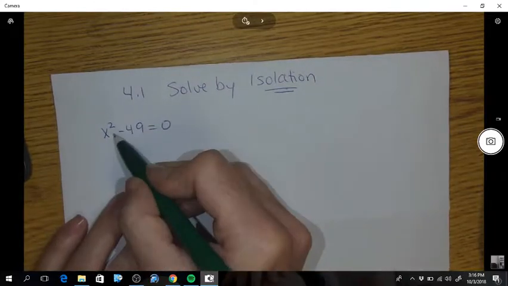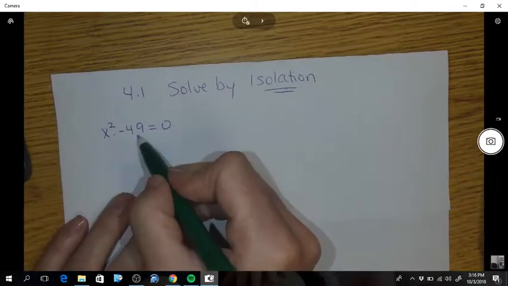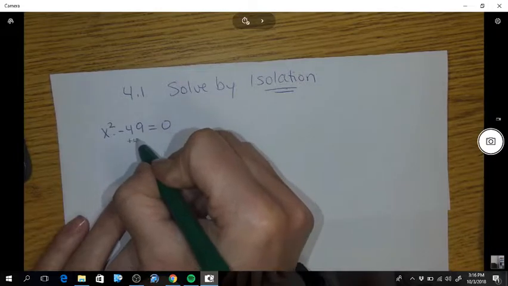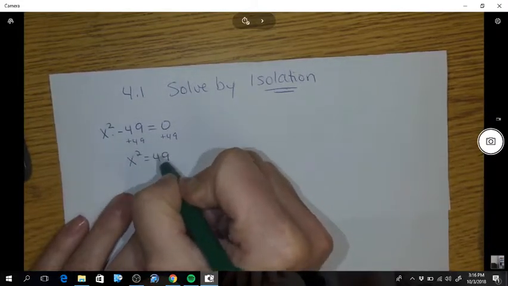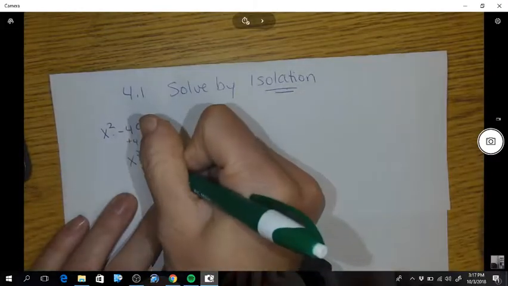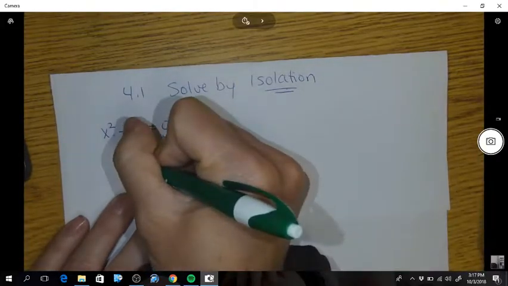Okay, so to get this alone, algebraically I need to get rid of what it's with. So I need to add 49. Then to get x alone, what is it going on? It's being squared, so I need to square root it.